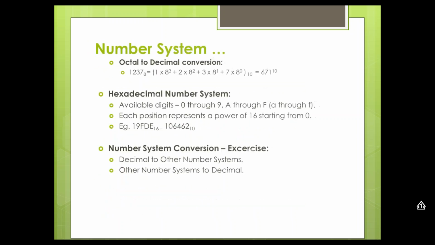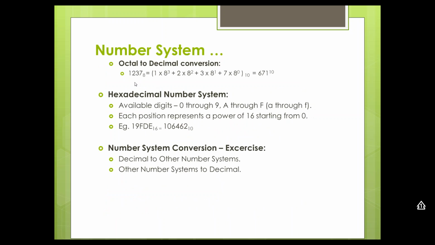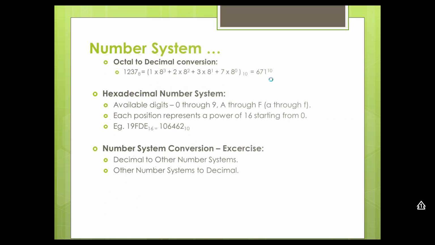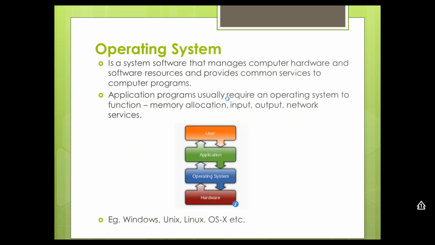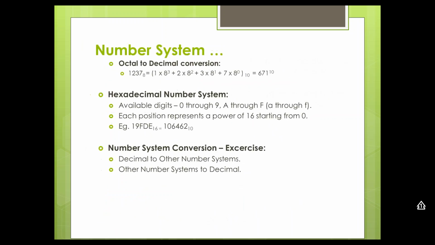Let's move on to the next slide. The value of, for example, 1237 in octal, the equivalent value in decimal is 671.